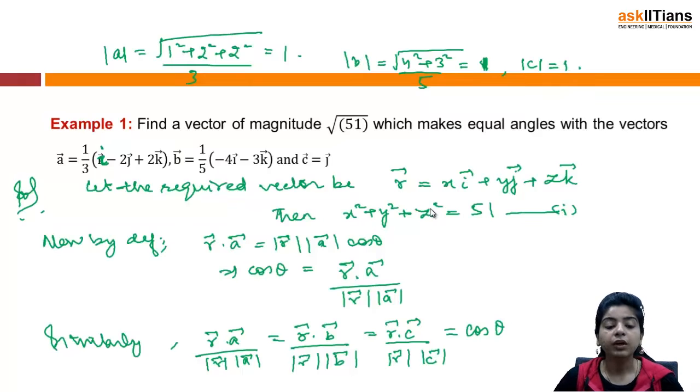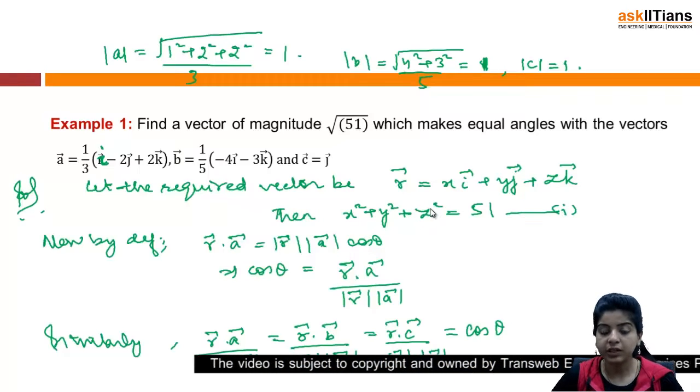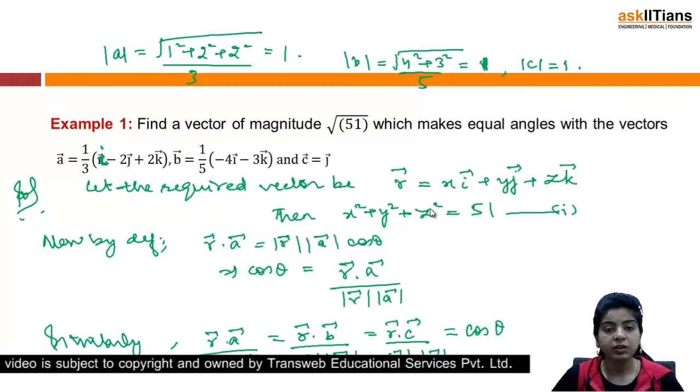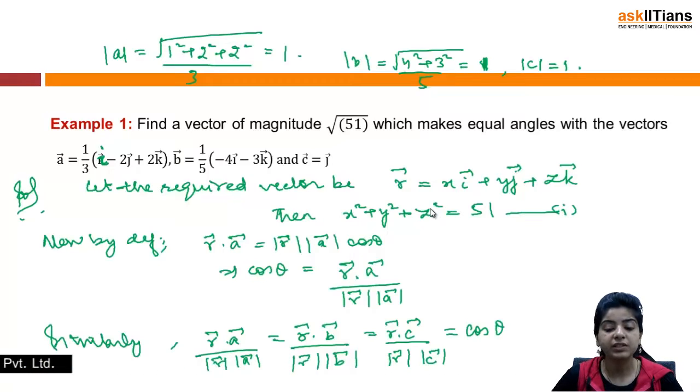So what did we do? We were required to find a vector of magnitude under root 51 which makes equal angles with the vectors a, b and c, which were given. So we just assumed the required vector to be a vector r, which is xi plus yj plus zk. Then obviously its magnitude is under root 51, which means x square plus y square plus z square is 51.